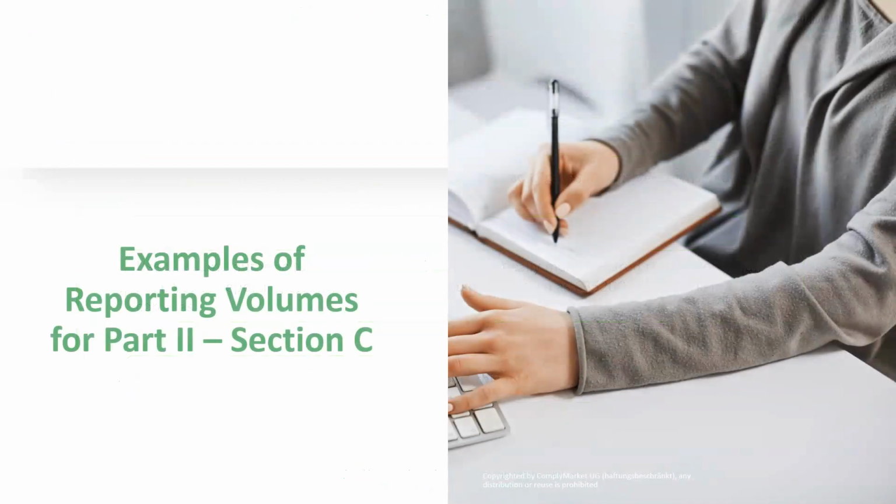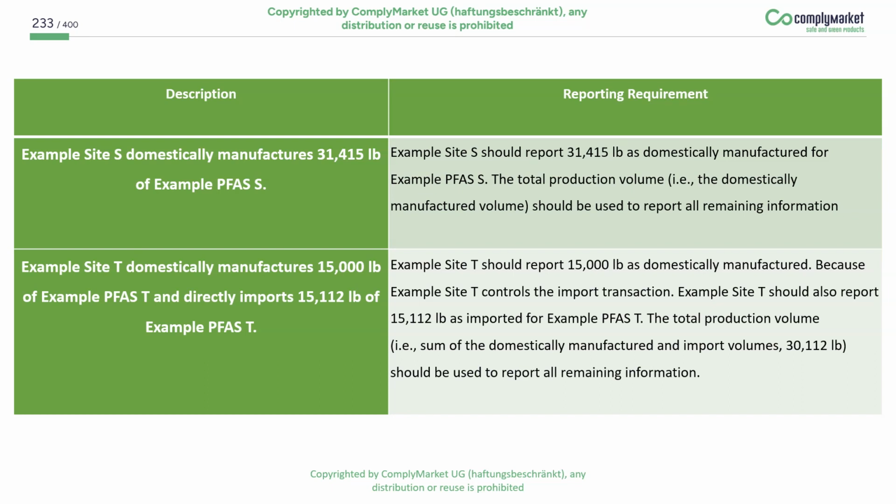Some slides are repeated because you have to do the same thing, same rules for different sections. Examples of reporting volumes: I have many nice examples for you, but I will not go through all of them because you got the slides, and I don't want to make it too long for you. It is already long. So one example, and there are official examples from EPA resources. So a site domestically manufactures this amount of example PFAS. So they should report as domestically manufactured the total production volume.